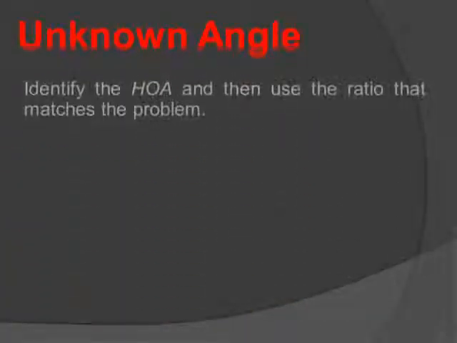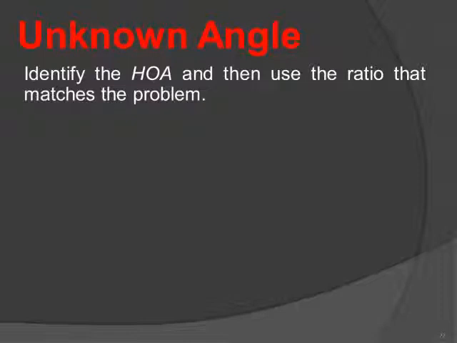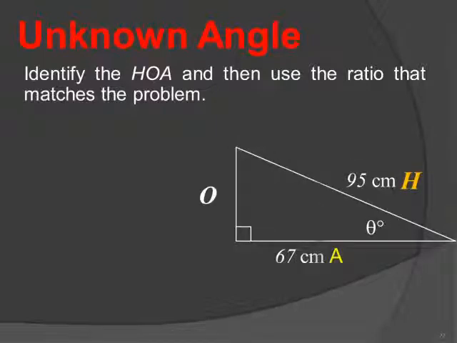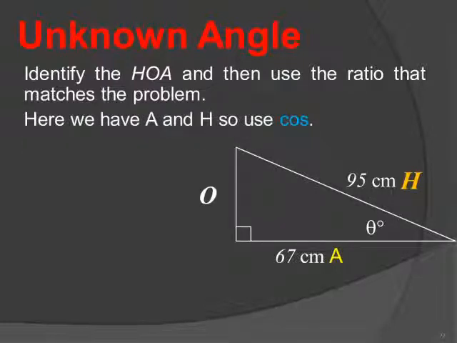Unknown angle. The first thing always is identify the hypotenuse, the opposite, and the adjacent, HOA, and then use the ratio that matches the problem. So here we have a triangle, and we've got an unknown angle. We have our A is 67, our H is 95, so A and H use cos. So cos of the angle is 67 over 95.